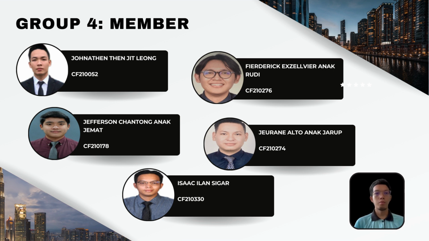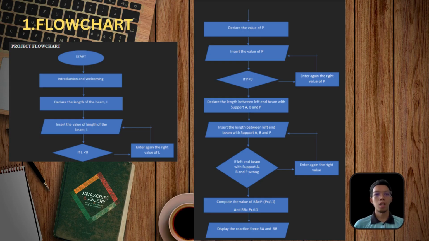Good day everyone, we are from Group 4 and I would like to present our project for computer programming. So this is our flowchart before we proceed with our coding. Our control structure for the flowchart consists of repetition or looping to declare errors, and also sequence.